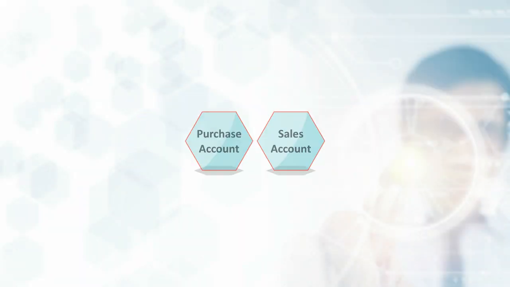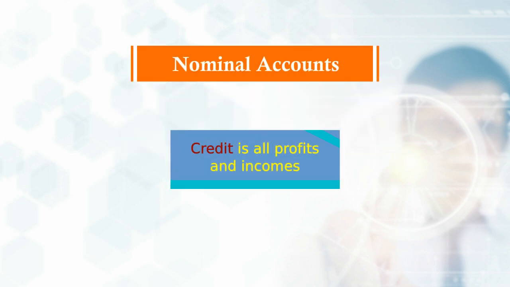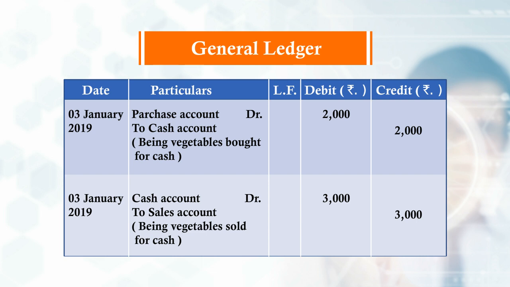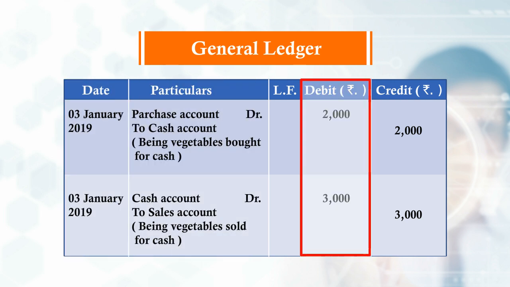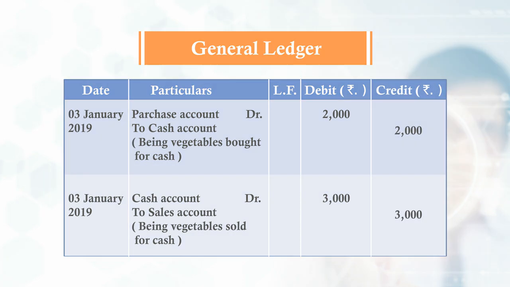Purchase and sales accounts are nominal accounts. Here, the credit is all profits and incomes, and debit is all losses and expenses. These transactions will be entered in the general ledger as shown on the screen. It first starts with the date, then particulars, then debit, and at last the credit, as we have already discussed.